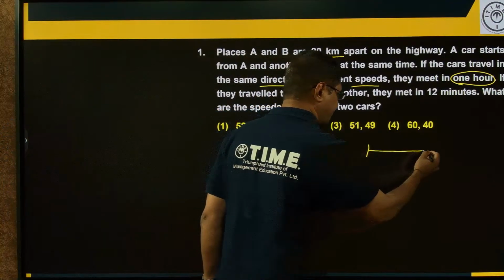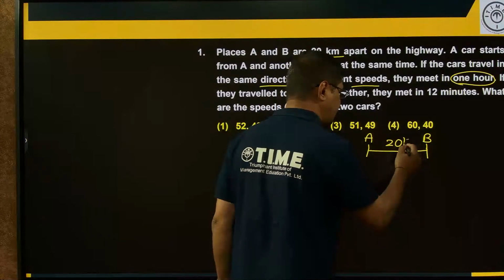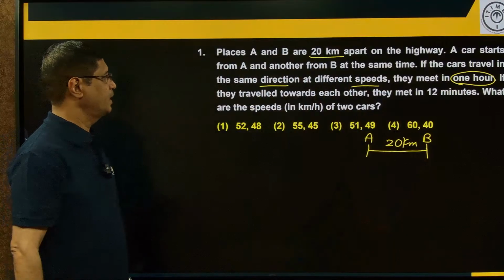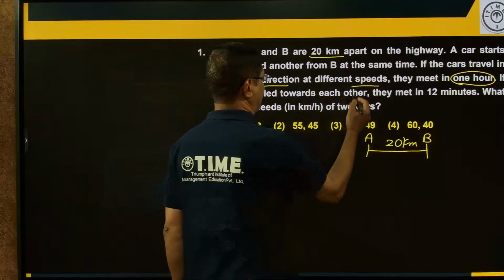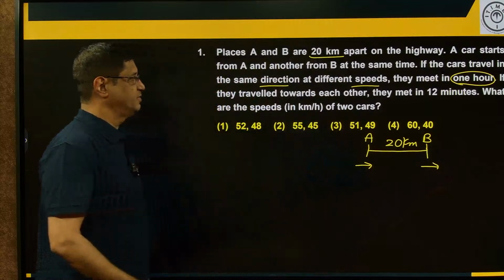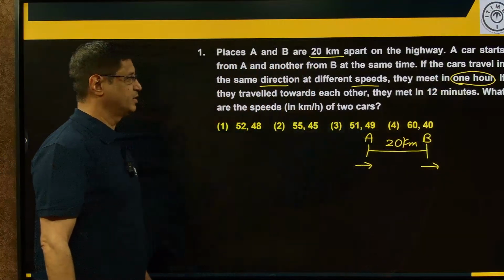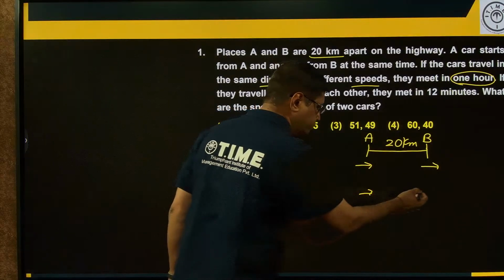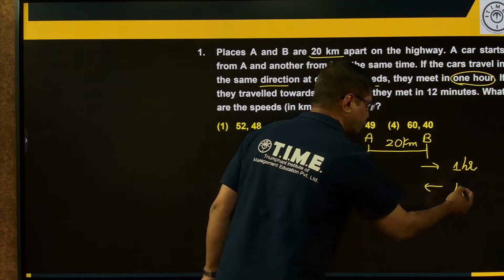Dear students, just look at this diagram. A and B are the two places. The distance is 20 kilometers; they are 20 kilometers apart on the highway. Now, these two are moving from the two different places at the same time, in the same direction. They will meet in 1 hour. When they are moving in opposite directions, they will take only 12 minutes.